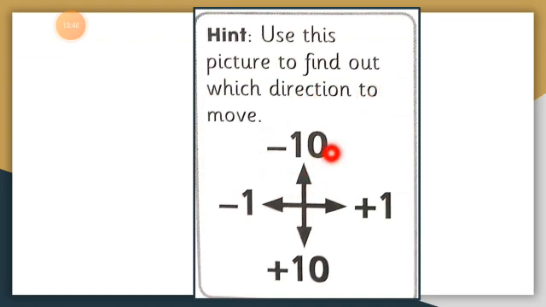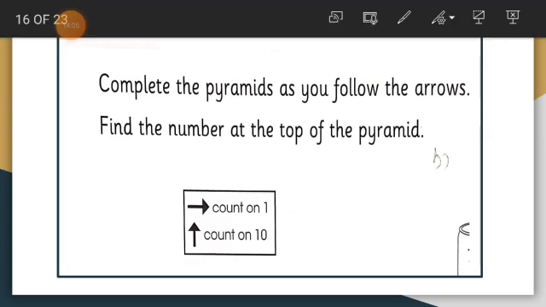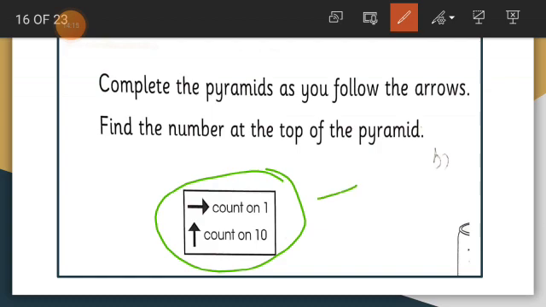Okay, here is one more direction. Use this picture to find out which direction to move. Up -1, down +1, left -1, right +1. You can also use this one. But when you solve these pyramids, you are going to keep in mind these directions. Count on 1, count on 10. Both are count on. This means +1 and +10. Now move to the next slide.